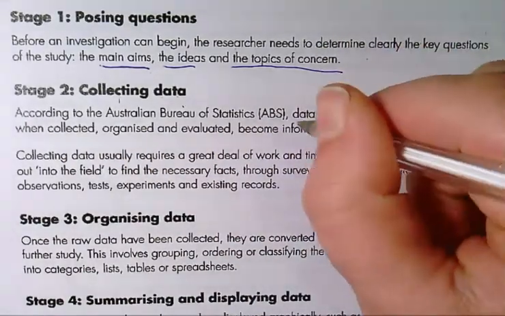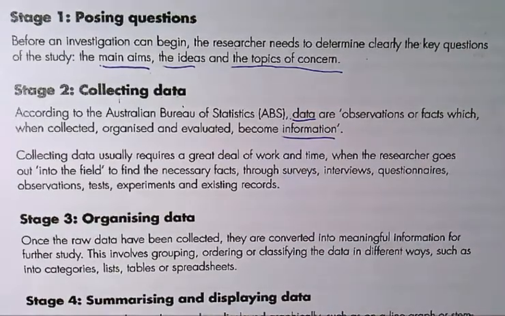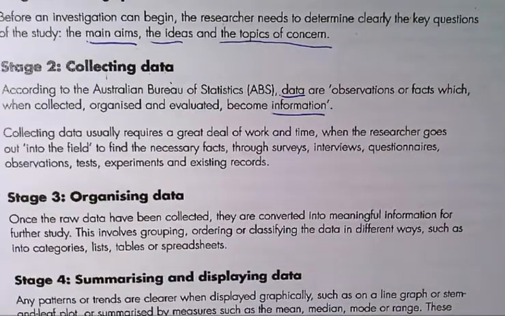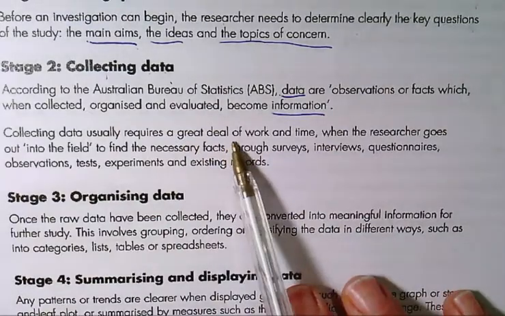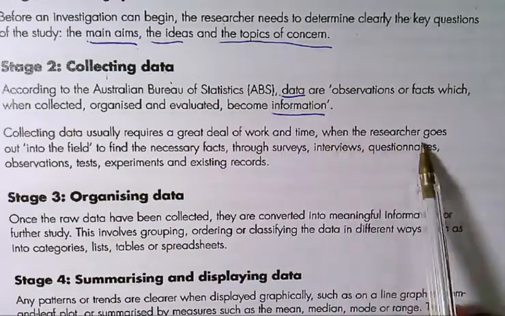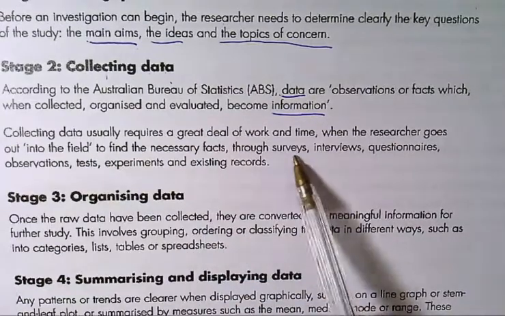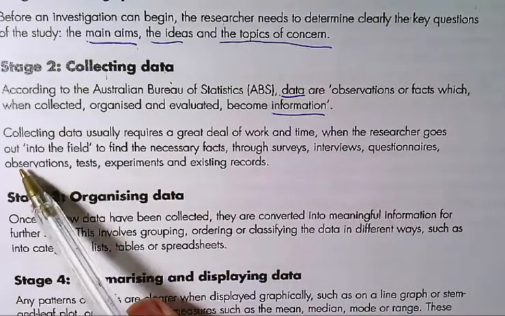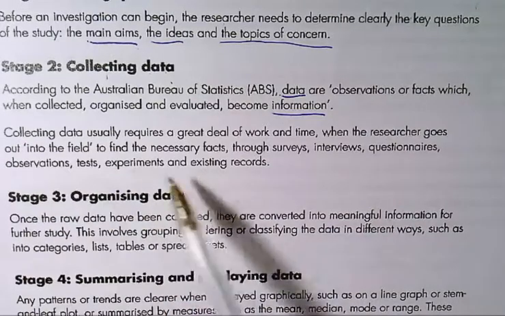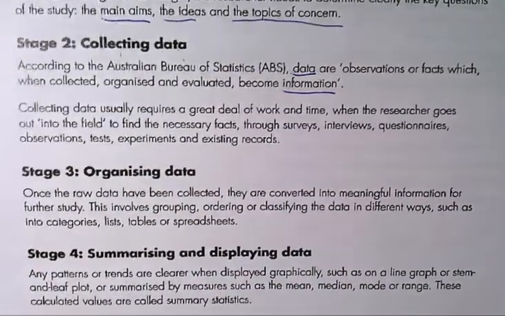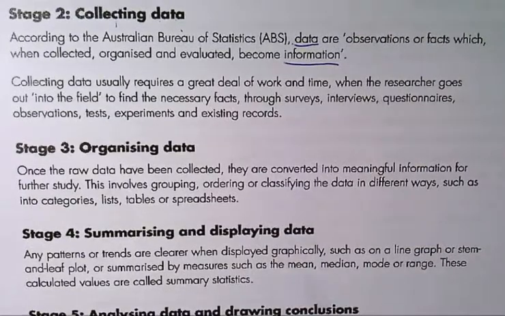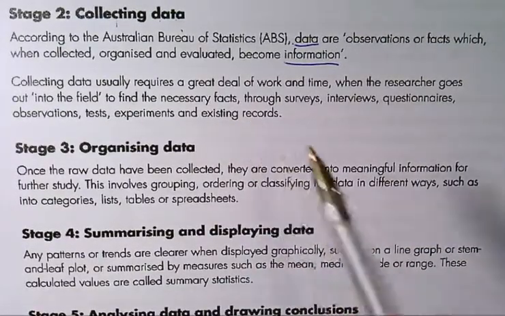So you start with data. When you do something with that data, it becomes information. Collecting data usually requires a great deal of work and time when the researcher goes out into the field to find the necessary facts through surveys, interviews, questionnaires, observations, tests, experiments, and through looking at existing records. Okay, now a lot of data is collected like that as well.